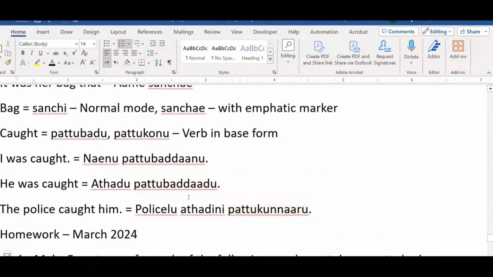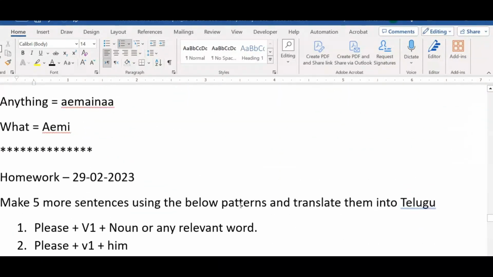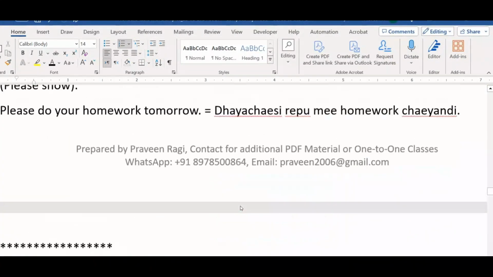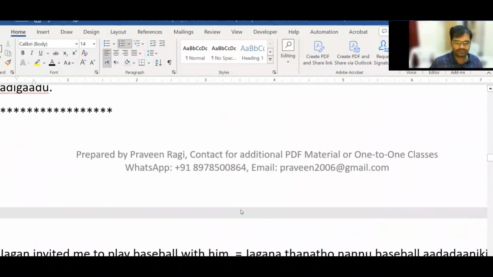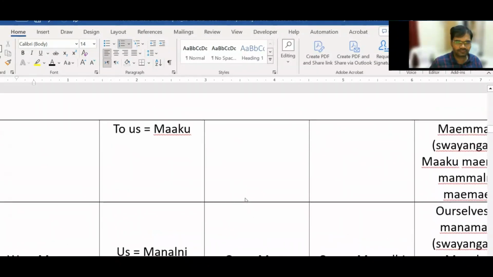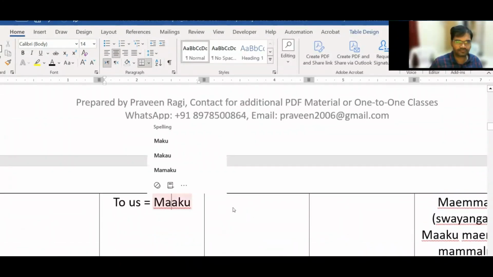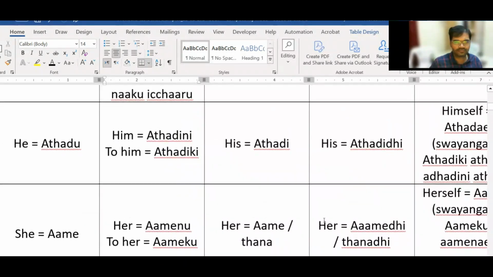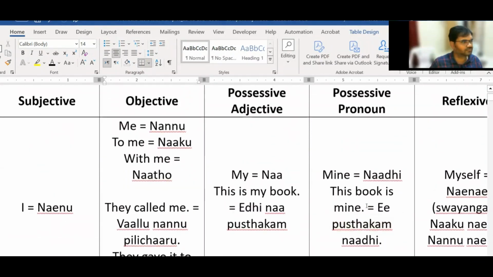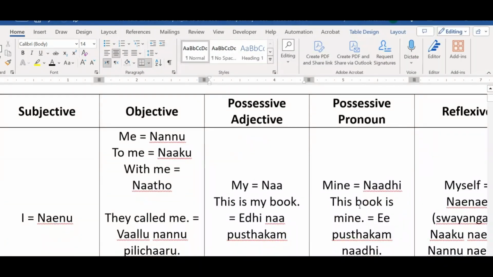Okay, let's continue. Since you want to take a break from tomorrow, let me complete the remaining part today, because the others are easy. Based on this pattern, like Nannu, Atadini, Varini, the ni suffix will be there. We already practiced some sentences in object position. Let's focus on other things, how we can use them in sentences. We'll have random sentences like possessive adjective, possessive pronoun, reflexive, like that.